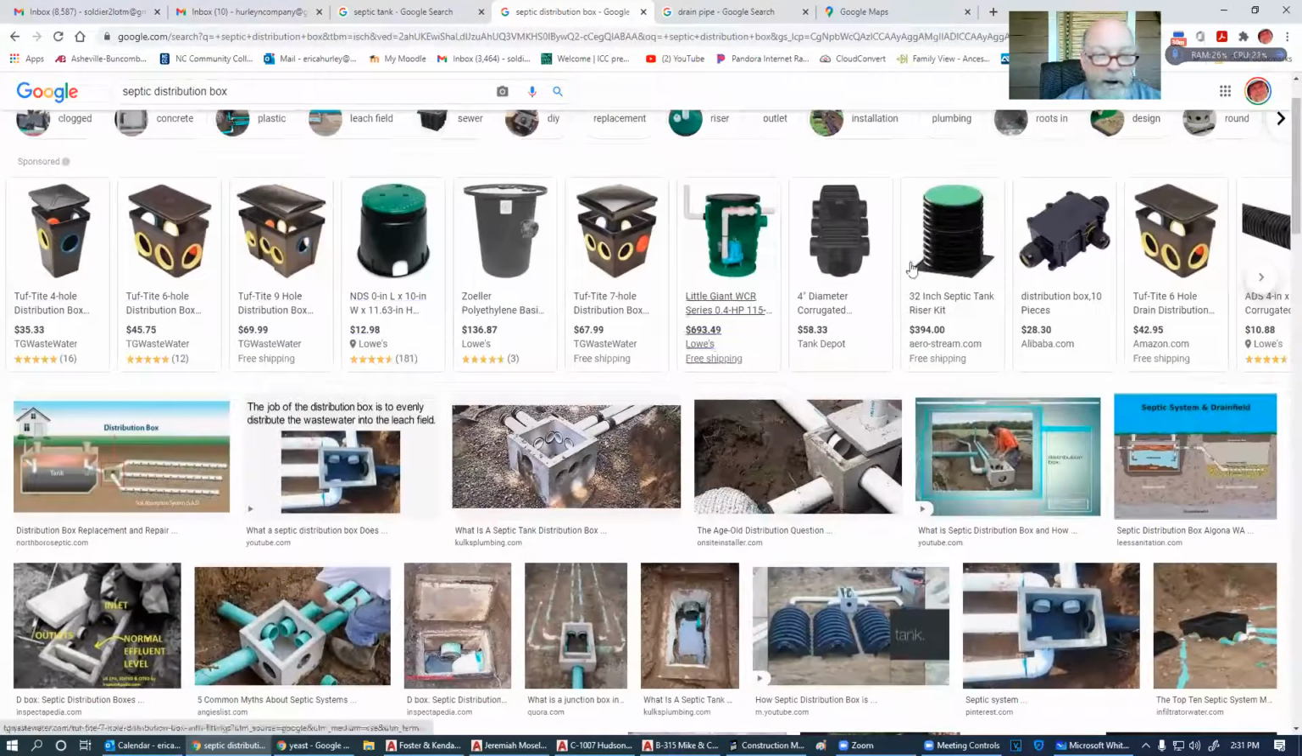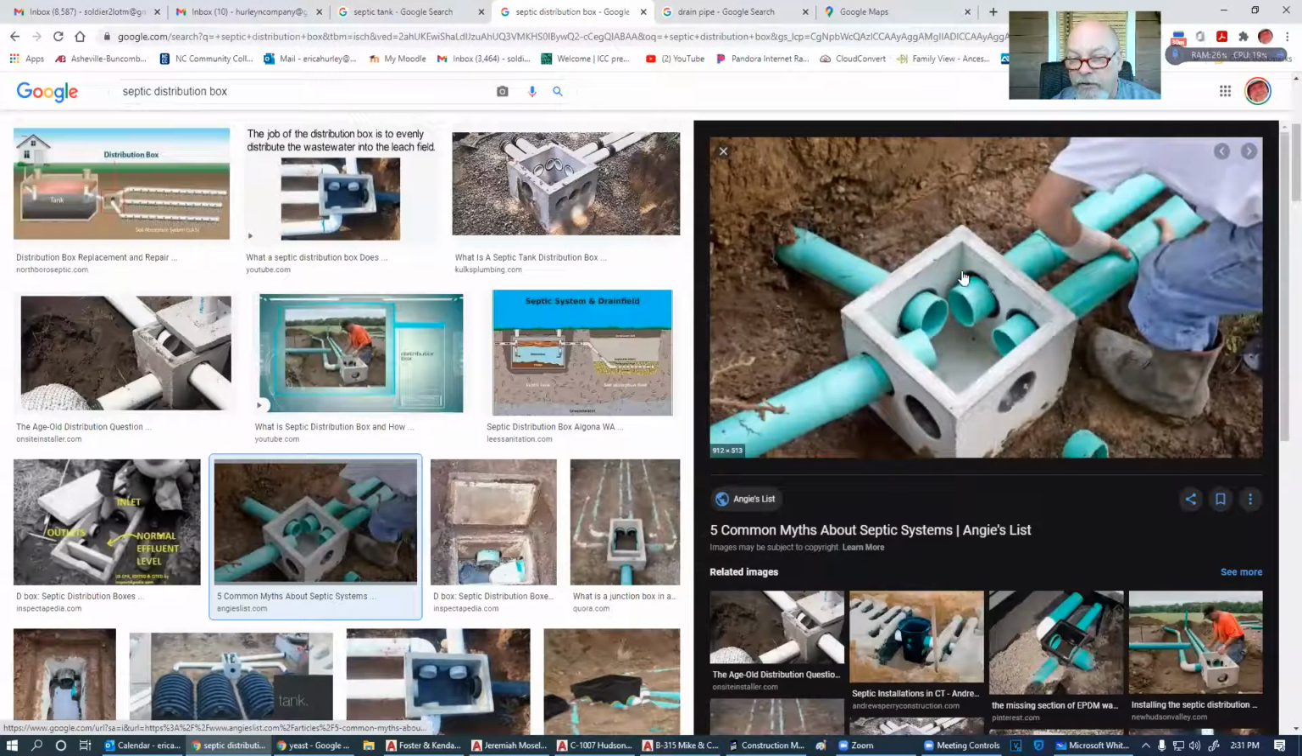You can buy these fancy schmancy plastic ones, but probably this is the type of distribution box that's most likely in your area. They have these little plastic cutouts in here, and you just basically cut out whatever size pipes are going in, and then you have the number of pipes coming in and the number of pipes going out. I know it's kind of hard to tell from this particular vantage point, but this one here is the one going in. It is slightly higher than these other 3.